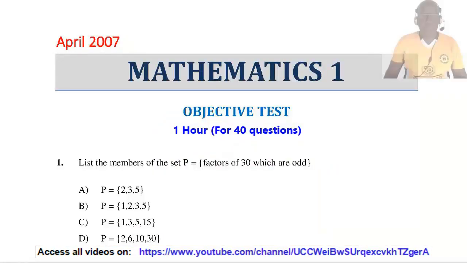April 2007, Mathematics 1, Objective Test, Duration 1 hour. Question 1. List the members of the set P equals factors of 30 which are odd.